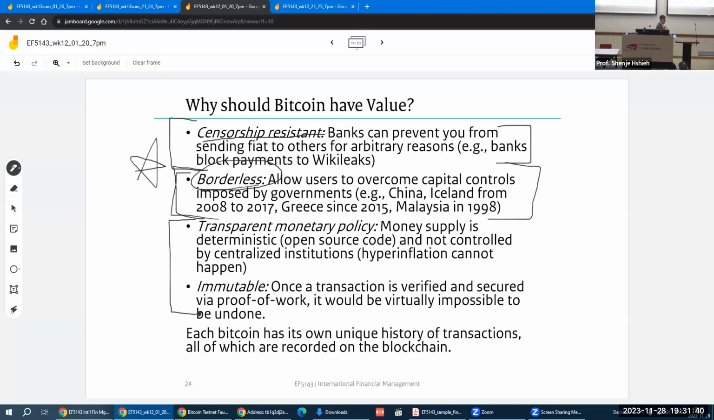Okay, all right. Other things to think about, compared to central banks, Bitcoin has a benefit in the sense that its monetary policy is very transparent.